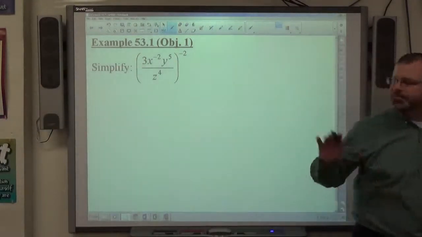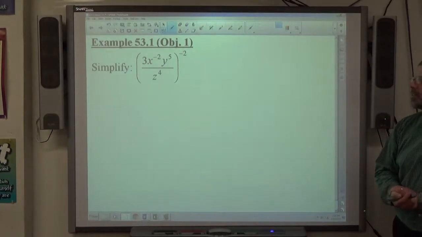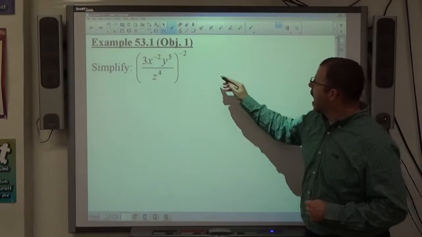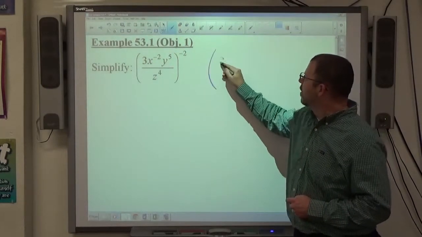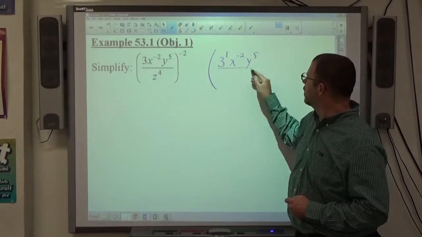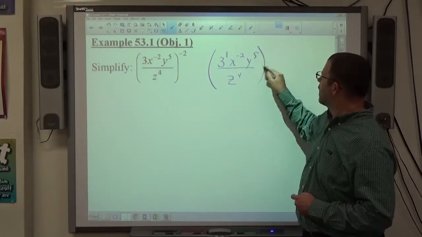All right, so example 1, simplify this. So again, step 1, if I'm doing this on my own paper, I'm going to put a big parentheses, 3 to the 1st, x to the negative 2nd, y to the 5th, over z to the 4th, to the negative 2nd power.